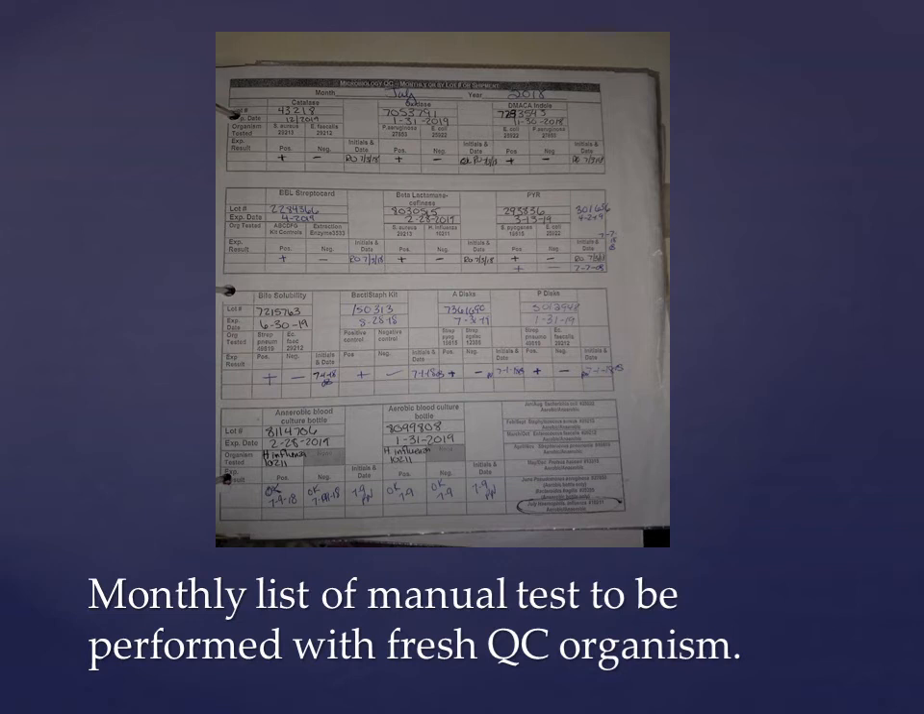Alright, so this is the monthly list of QC. This is all the things that need to be QC'd monthly in the microbiology department. This includes all of the manual testing, the kit testing, and it also includes the QC for the BACTEC, which is our blood culture analyzer.